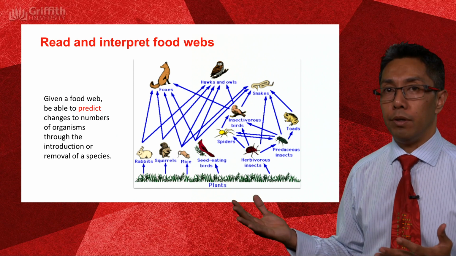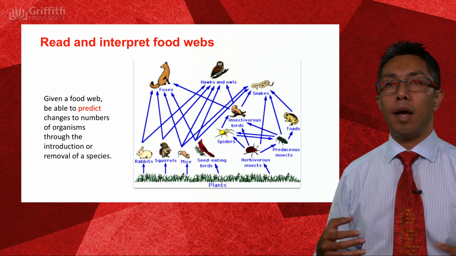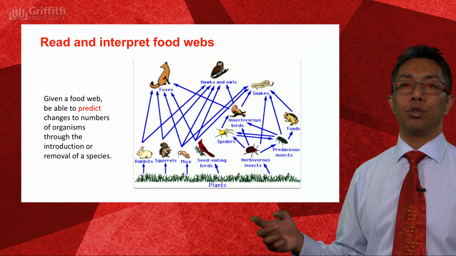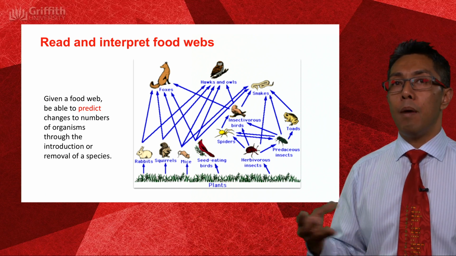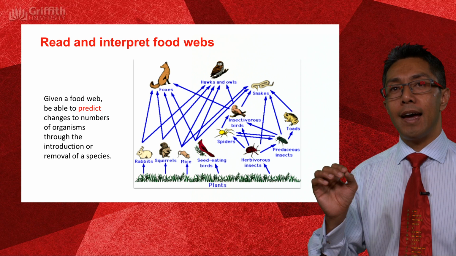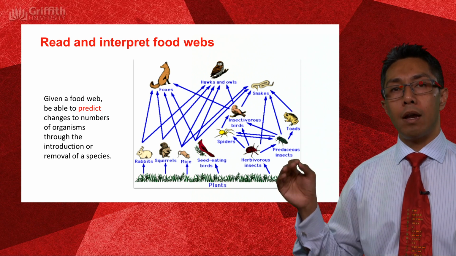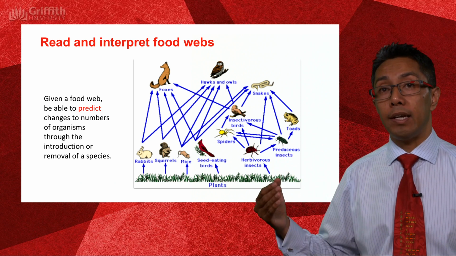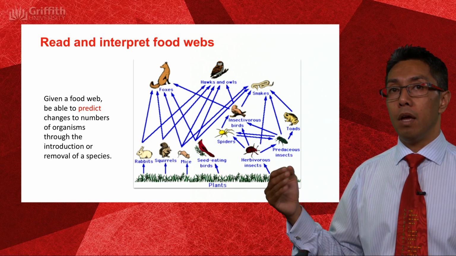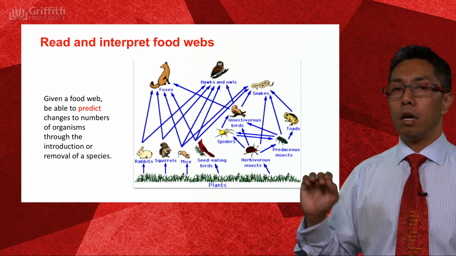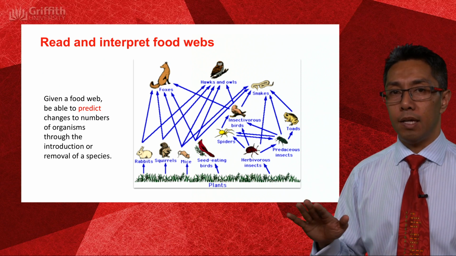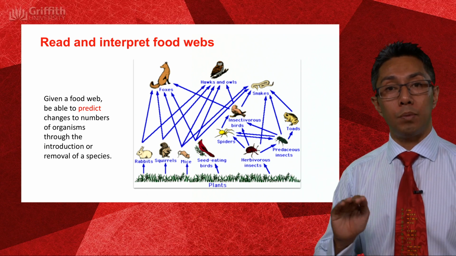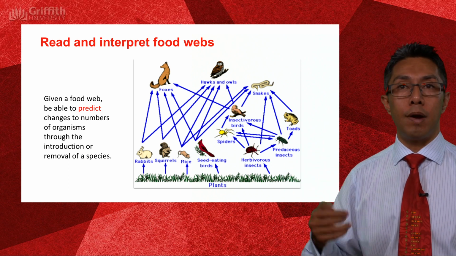Now, it's all well and good to be able to draw food webs, to be able to point to third order consumers, to point to autotrophs and heterotrophs, but what's more important is that you can use this to analyse the impact of adding or removing a species. Okay? So what I want you to do is I'm going to pose a couple of questions and then I want you to answer them, okay? So I'll do the first one, and then I'll give you some questions to practice on your own.